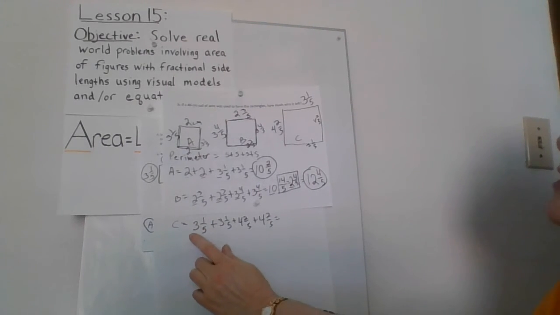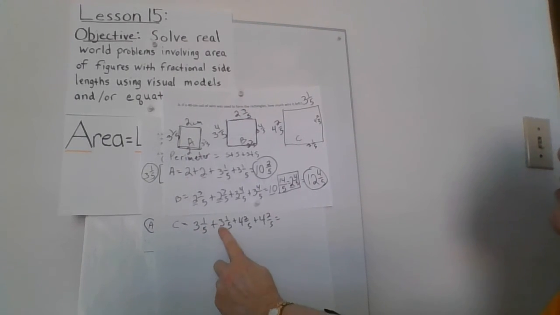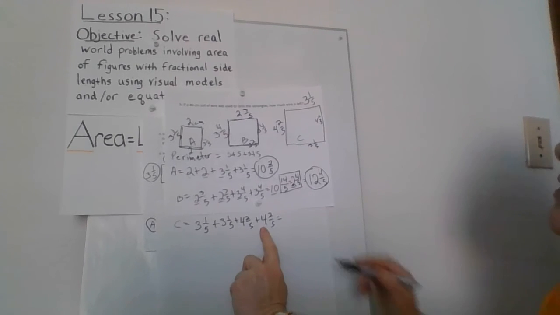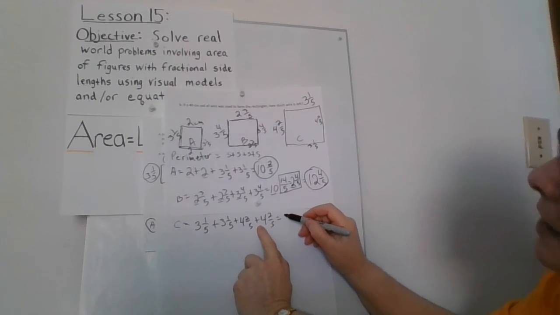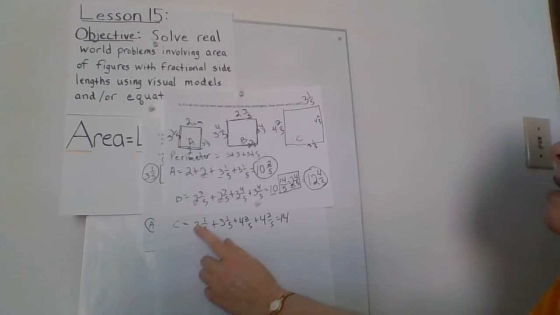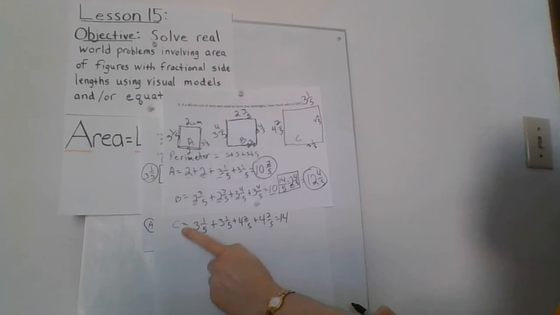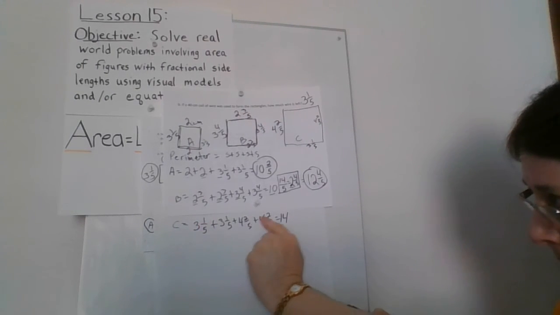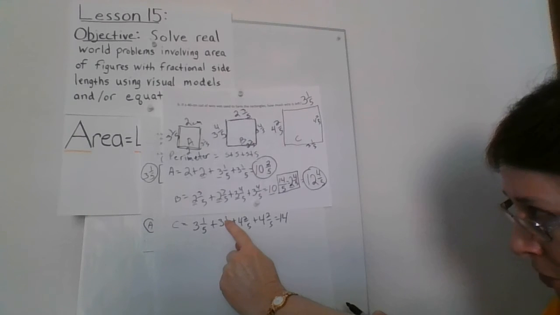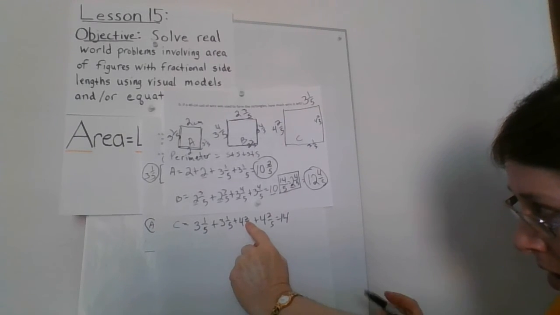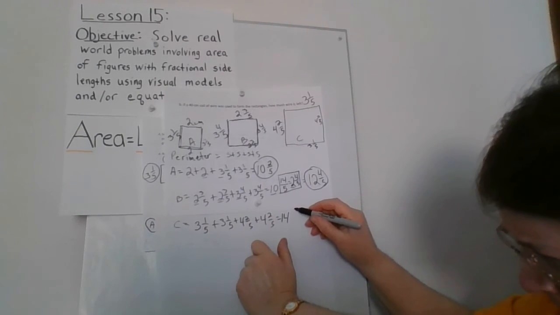I'm going to add all the whole numbers together. 3 plus 3 is 6. 6 plus 4 is 10. And 10 plus 4 is 14. My denominators are all the same, so I have to just add my numerators. 1 plus 1 is 2. 2 plus 2 is 4. And 4 plus 2 is 6.